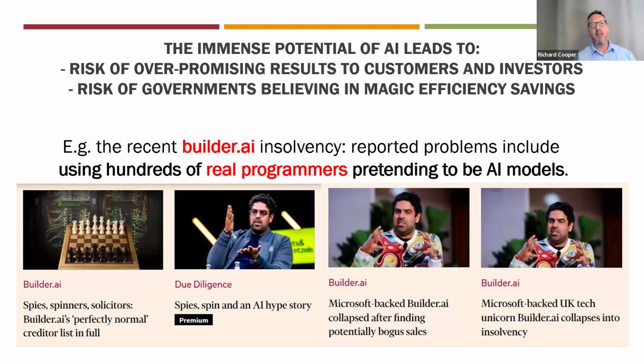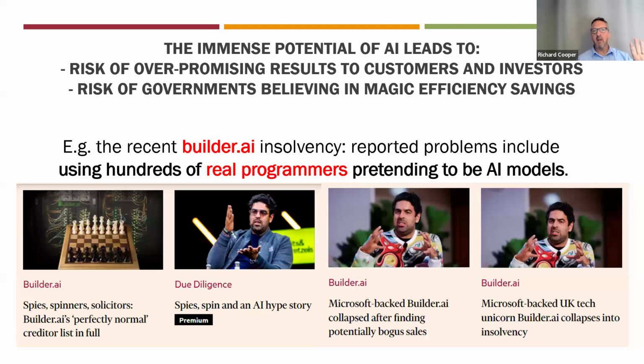Right, then the other elephant in the room is AI itself. AI has this immense potential, and it's also currently in a phase of massive hype. The problem with that is it's very easy to overpromise results to customers, to investors, and increasingly, even in the last few weeks, we're seeing governments starting to believe in magic efficiency savings that AI can do. There's an example from the recent news.